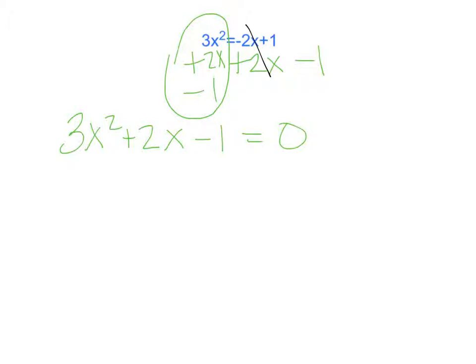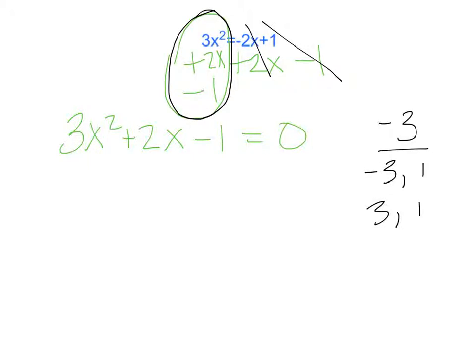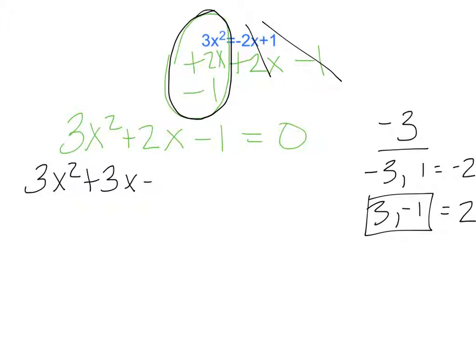Those cancel out, so it equals 0, and we can't combine anything over on this side, so it equals 0. Then we factor. We take our 3 times negative 1, which is negative 3. We get negative 1 and 3, which equals 2. This equals negative 2. So we get 3x squared plus 3x minus x minus 1 equals 0.